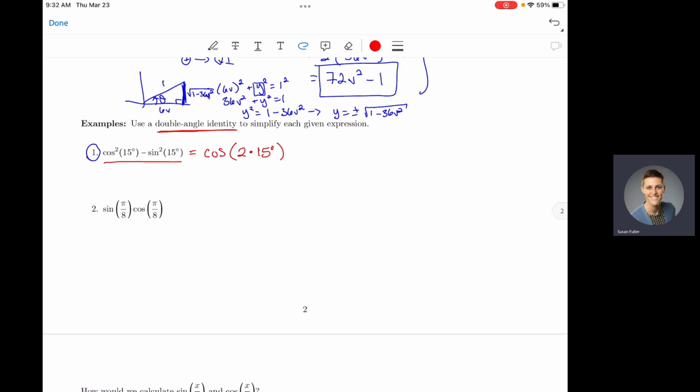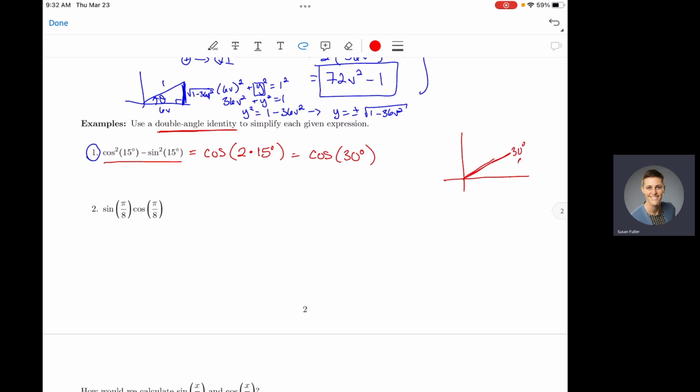And so that means that what I'm given is the cosine of 2 times 15 degrees. 2 times 15 degrees is 30 degrees. So this whole thing is the cosine of 30 degrees. That's on the unit circle. I can find an exact value for that. 30 degrees is over here somewhere. That's not perfect, but that's okay.